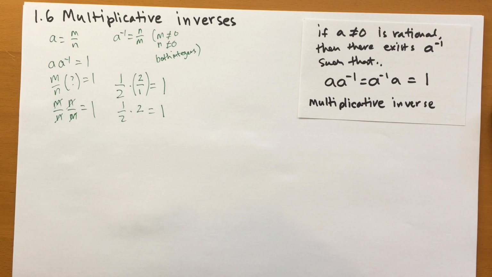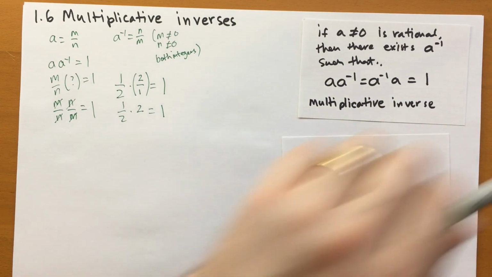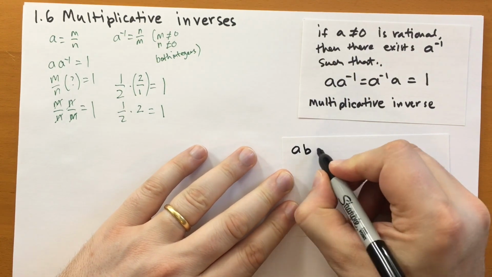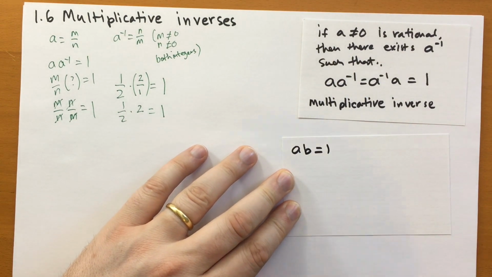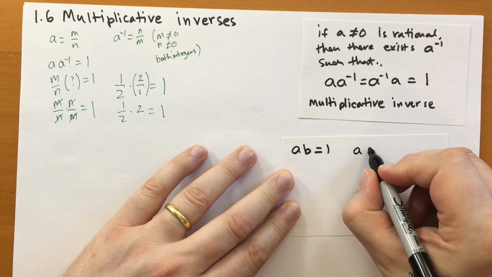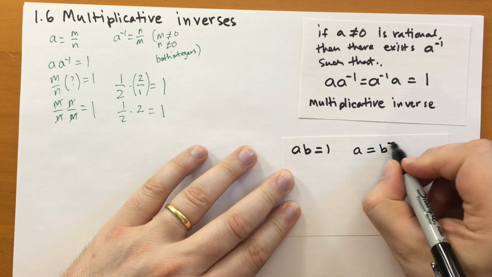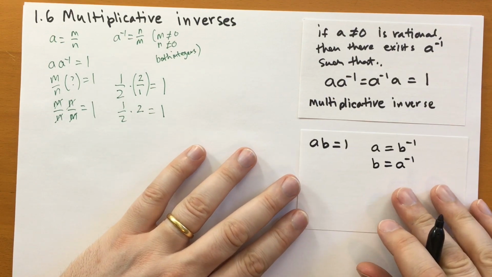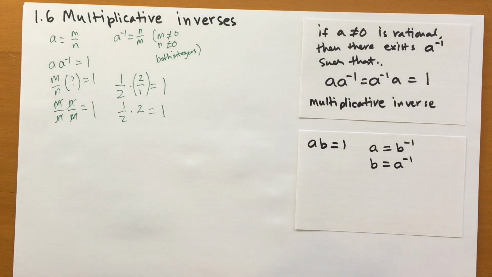Here is another proof. Let's suppose that we had a times b is equal to 1. This would imply that a is equal to b to the minus 1, or b is equal to a to the minus 1. So they are each other's inverses. Proving that should be fairly easy.